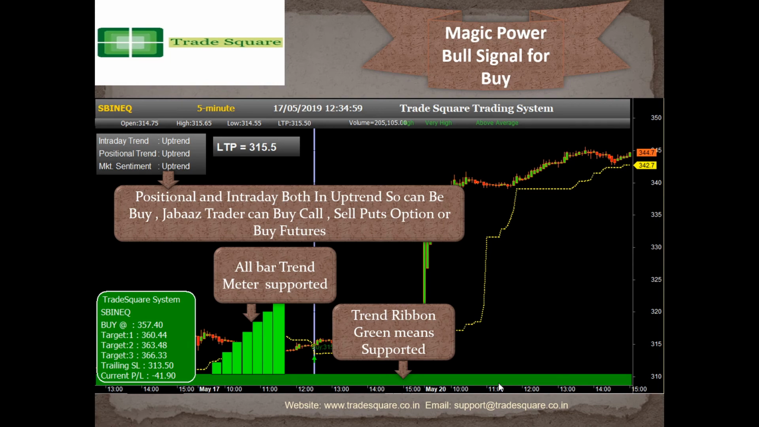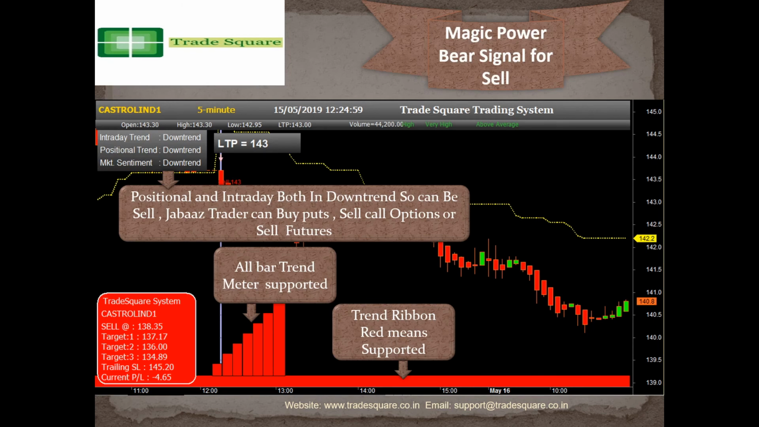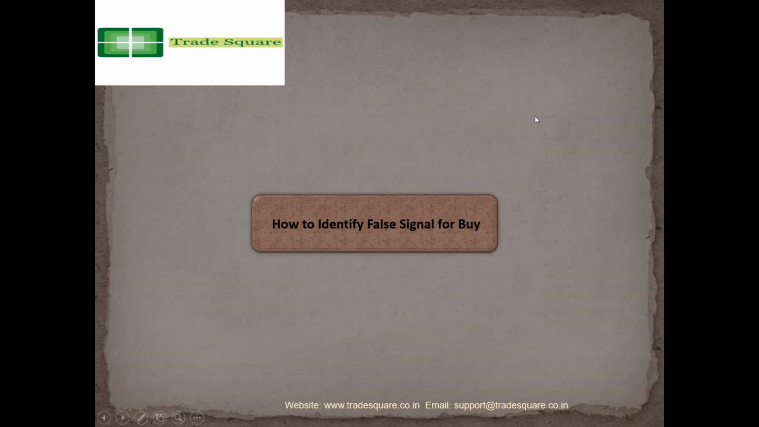Okay. So this is how to identify a magic power bear trade. In this you can see that everything is in downtrend: 7 bars in red, signal is in red, ribbon is in red, and volume is also high. Now, up till now what we discussed is the good setups.